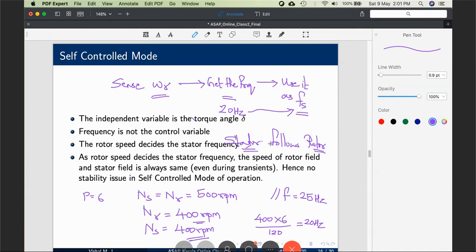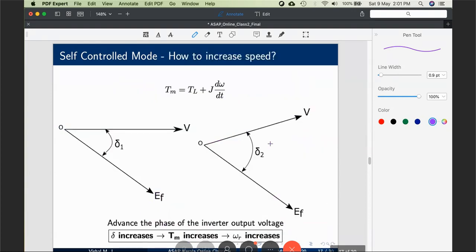Now, how to increase the speed of such a machine? For that, we go back to the basic torque equation of a machine. Motor torque is equal to load torque plus J d omega by dt. During steady state, this speed term becomes 0. Tm becomes equal to TL. I want to increase the speed of the machine. To increase the speed, what should you do? Your Tm has to increase. That is, only if Tm exceeds TL, you can increase the speed of the machine. So how to increase the torque?